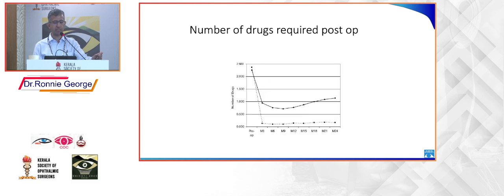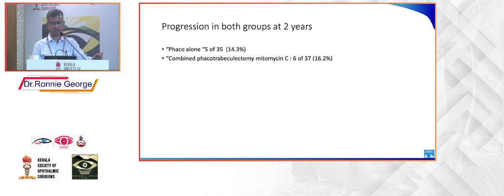The number of drugs required post-op was again lower in the phaco-trab group. So in the phaco alone group, 14% progressed at 2 years. In the combined phaco-trab group, 16% progressed at 2 years. So there were really no differences in progression between the two groups. But keep in mind that when you did a phaco-trab, in these patients who were controlled medically, you landed up with significant hypotony. 7 out of 35, which is 20% of people. So patients medically controlled with PSCG, you're probably better off just doing the cataract alone.